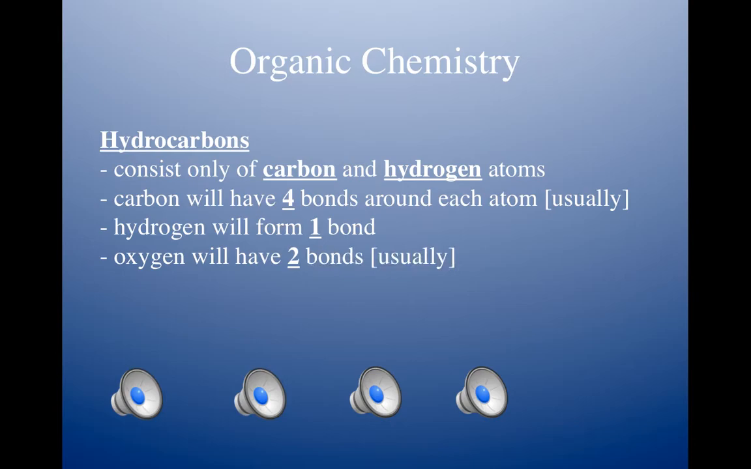Now, hydrocarbons gets even more precise. If you see a hydrocarbon, that means all you have present are carbon and hydrogen and no other elements. The carbon will have 4 bonds around each atom, normally, and hydrogen 1. And if we run into oxygen in an organic compound, not a hydrocarbon, it will have 2 bonds.